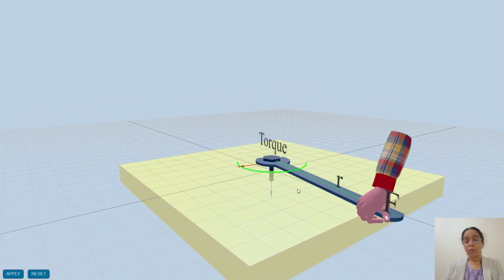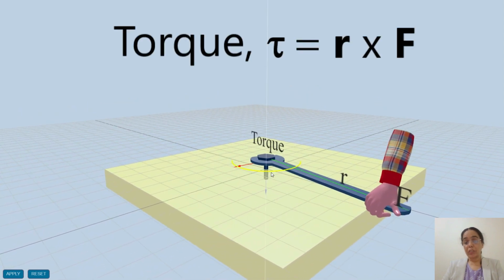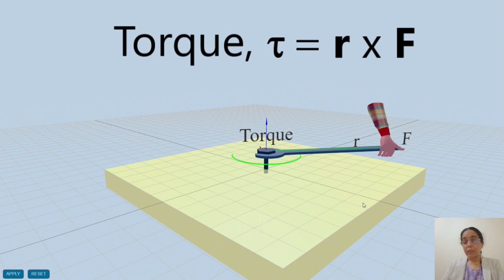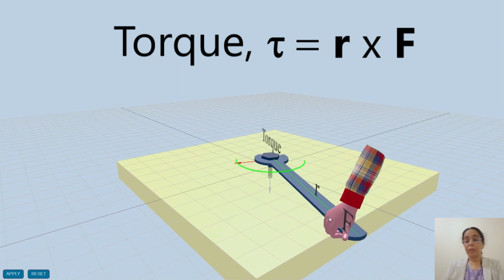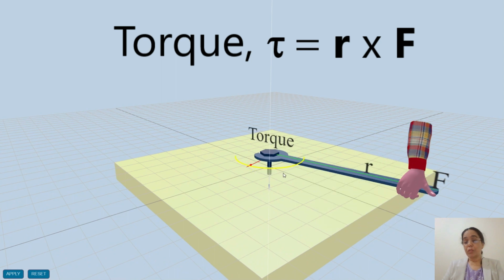Depending on the direction in which the applied force acts on the wrench, the bolt is either driven into the block or loosened out. Mathematically, torque is defined as the cross product of the force applied to the object and the lever arm R at which the force is applied.